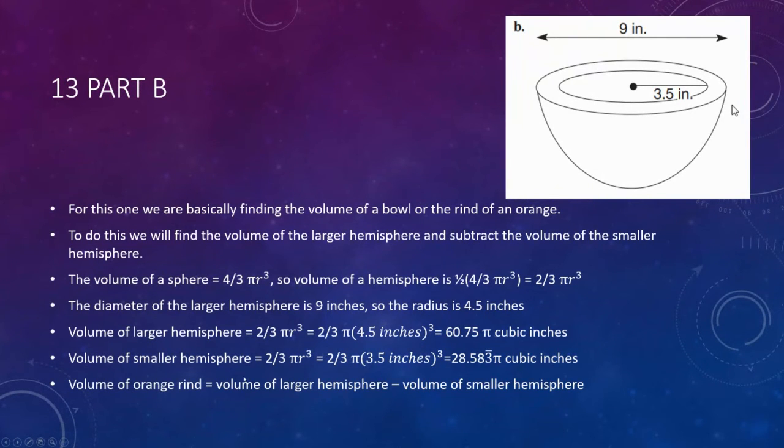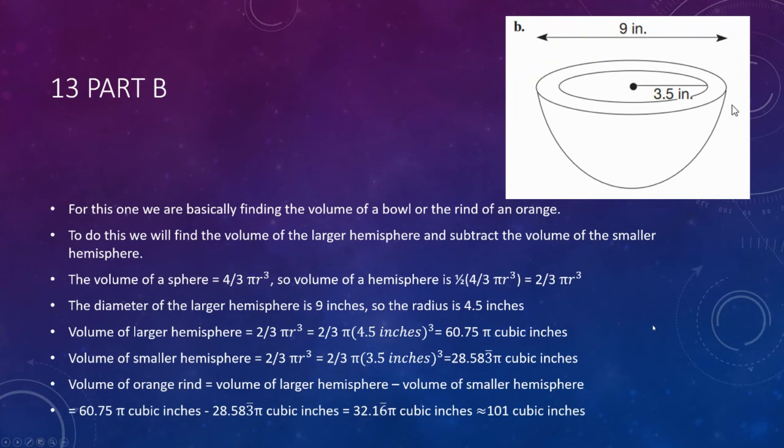And then next I want to subtract them. I'll take the larger outer hemisphere minus the inside one, and that gives me the volume of the rind of this watermelon, or whatever we're thinking it is. So we'll take the volume of the larger hemisphere minus the volume of the smaller one. The outer one, remember, was 60.75 pi cubic inches. The inner one was 28.583 repeating pi cubic inches. When I subtract, I get 32.16 repeating pi cubic inches, and that's approximately 101 cubic inches.